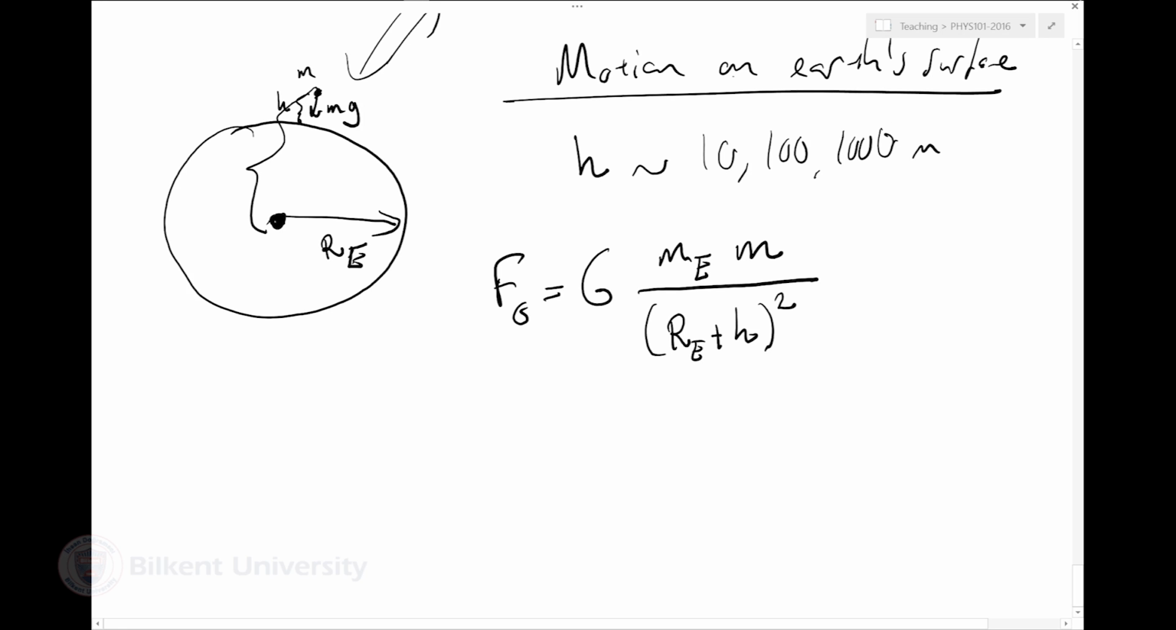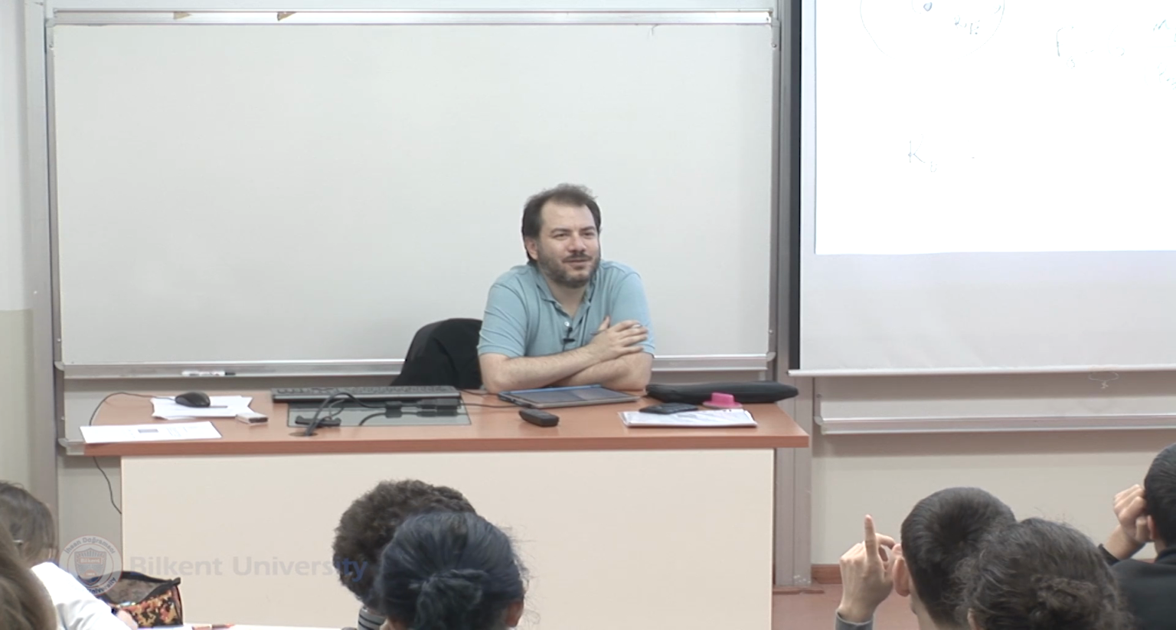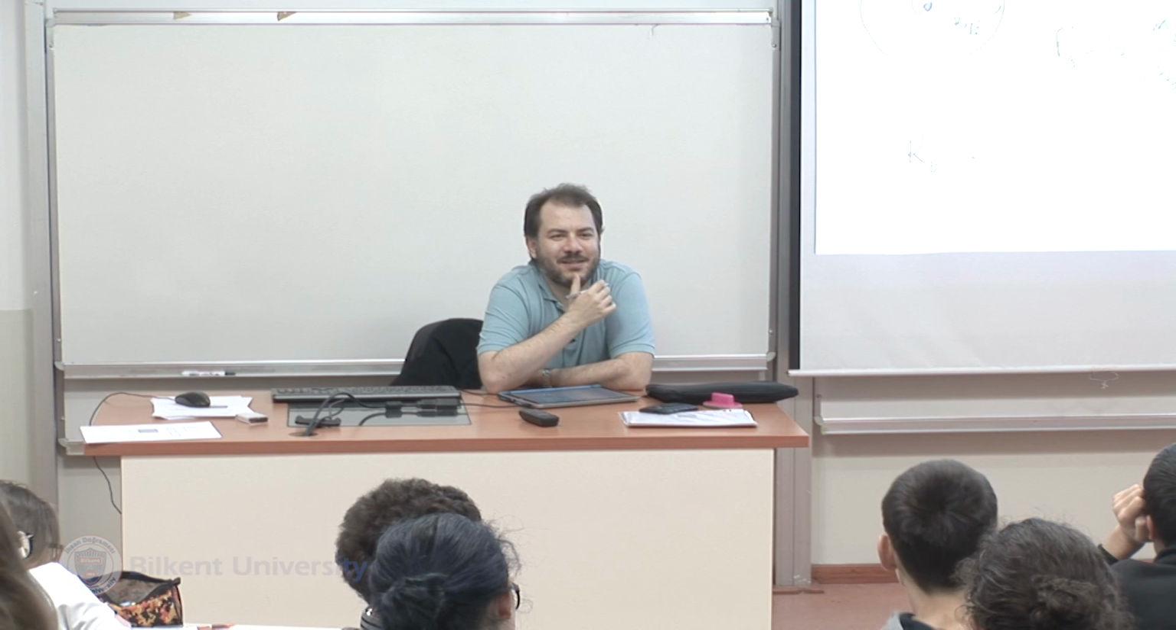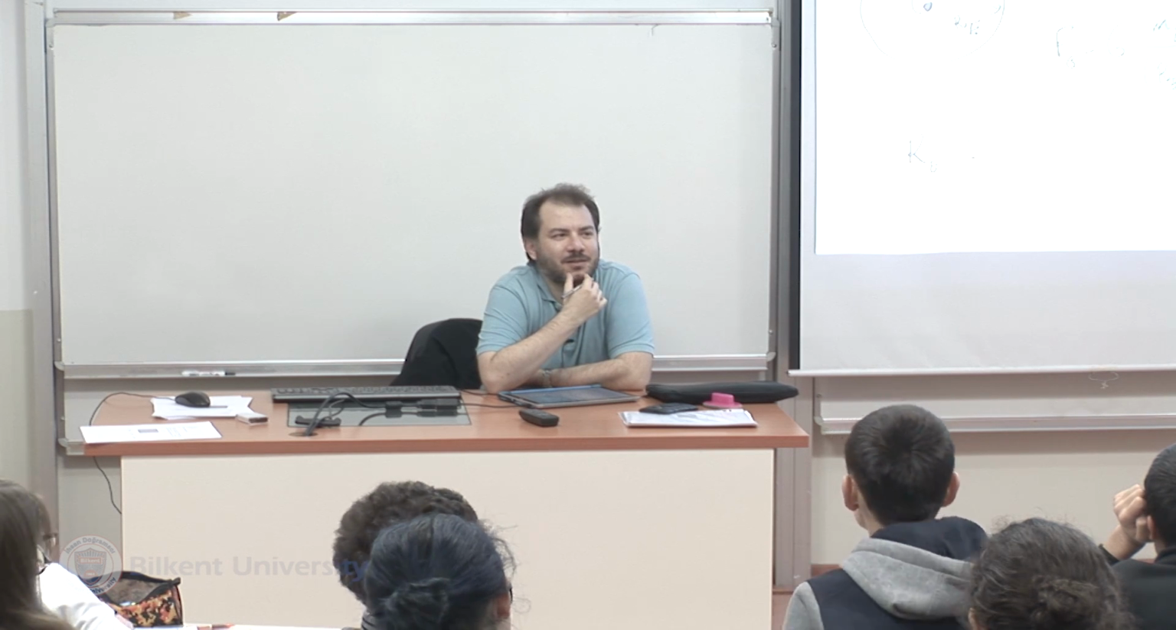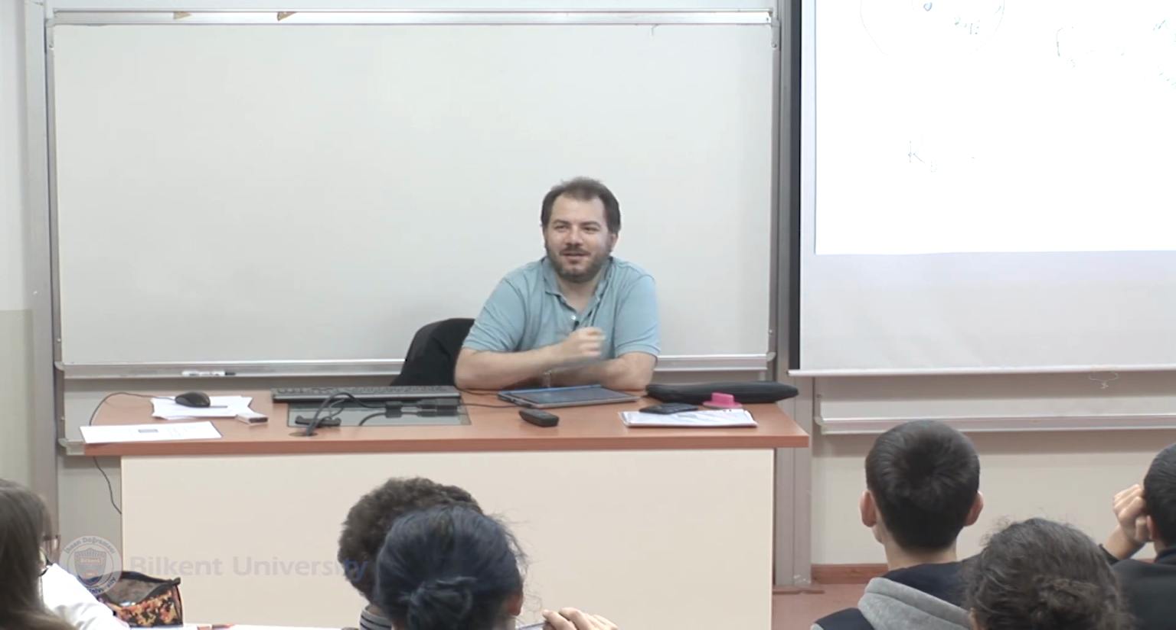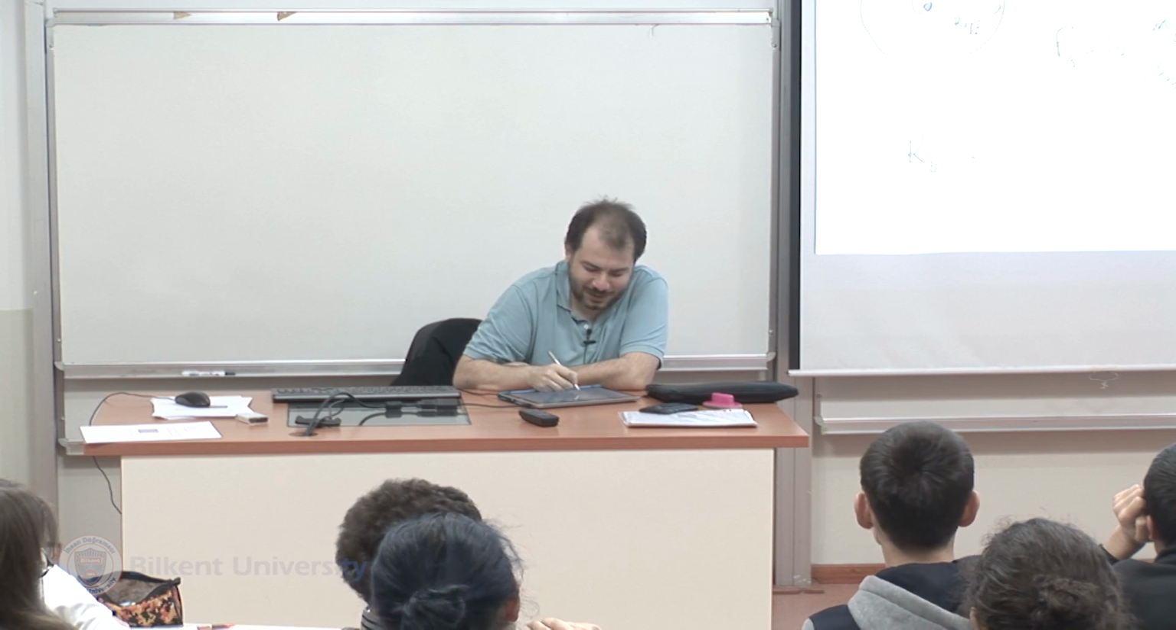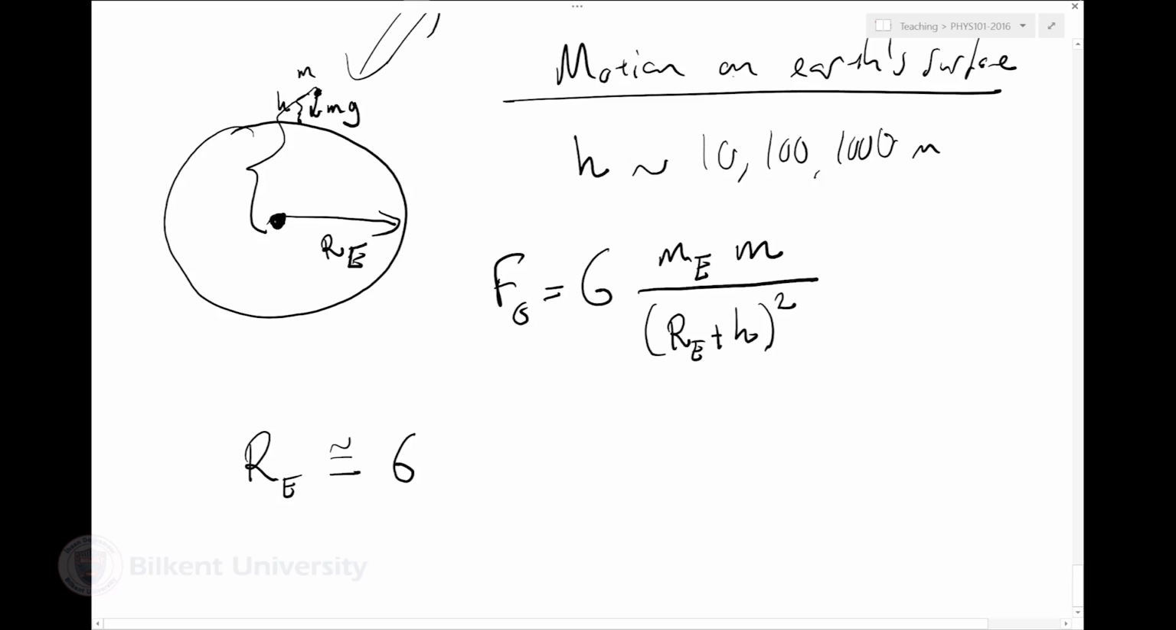What is our Earth though? Can anyone tell me the value of Earth's radius? Yes, 6,400 kilometers. Okay, so approximately I would say it is 6,400 or 6,300. Let's say just 6,000 kilometers.